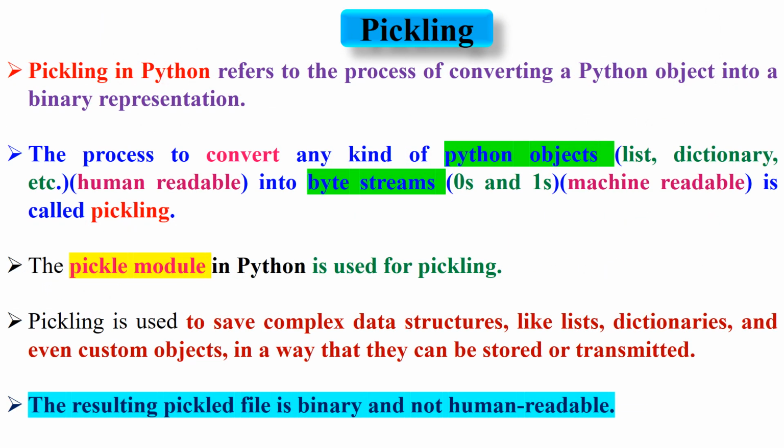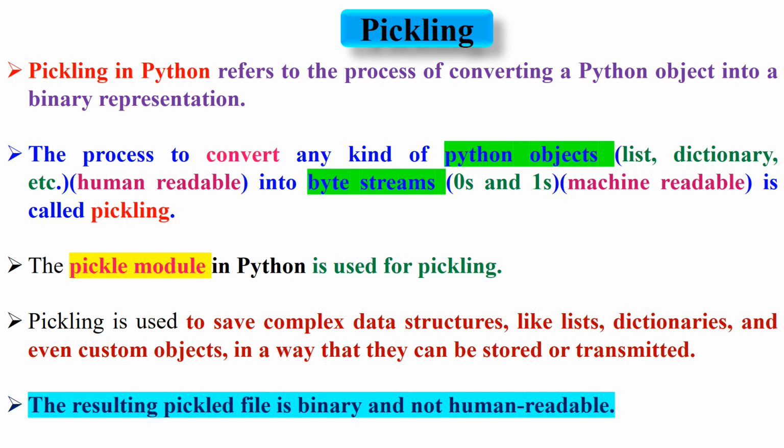So, what is meant by pickling? Pickling in Python refers to the process of converting a Python object into a binary representation. It means the process to convert any kind of Python objects such as list, dictionary, etc., which is human-readable form, into byte streams, that is, zeros and ones, machine-readable form, is called pickling. It's like putting the object into a jar so you can save it or send it somewhere else. The pickle module in Python is used for pickling.